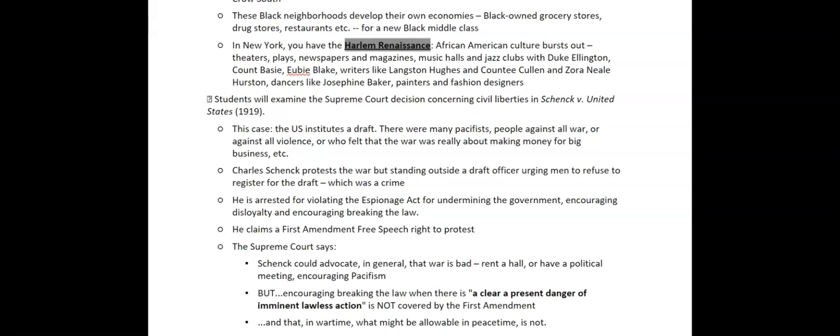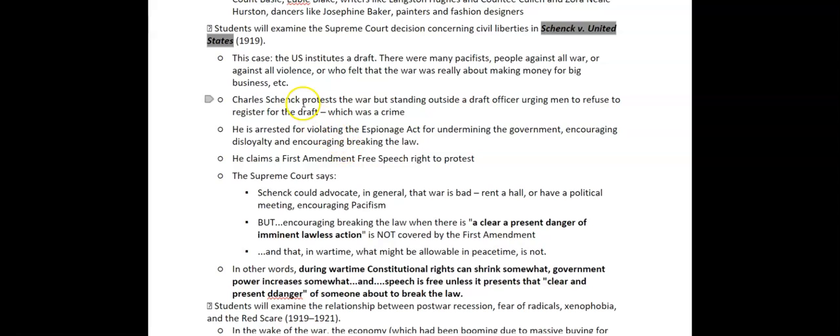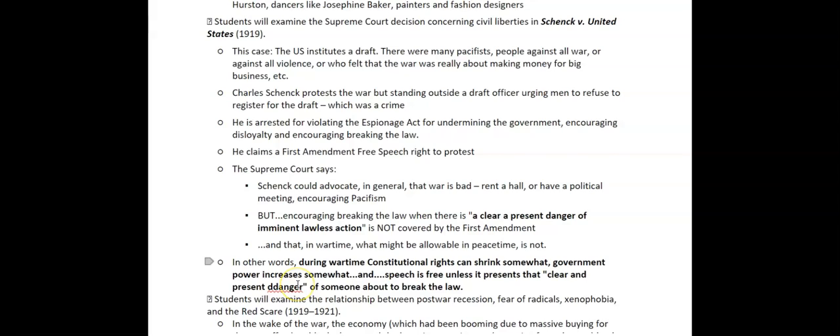Okay, another topic. Out of World War I comes the Schenck case. That's how it's pronounced. Very important to know, this one. What's the case? The U.S. institutes a draft. There were many pacifists, that is, people against all war or against all violence, or who felt that the war was really about making money for big business. They didn't like the war, they thought it was a bad thing, and they thought the draft was terrible.